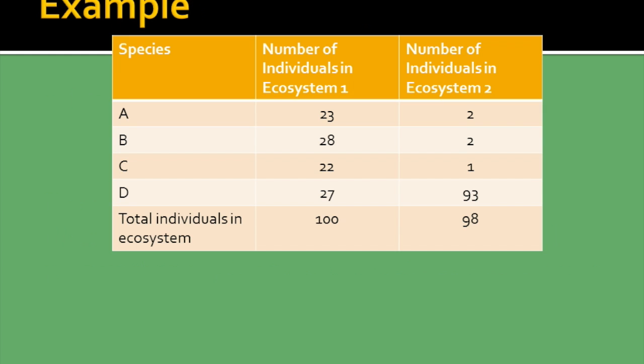So for example of how we do that. So let's say in ecosystem 1 I have 4 species, A, B, C, and D, and you can see the numbers of each species. So species A, I have 23 individuals, species B 28, species C 22, species D 27, for a total of 100. You can see the number of individuals in ecosystem 2. Well, the first thing you probably notice is there's more of an evenness in the number of individuals in ecosystem 1.